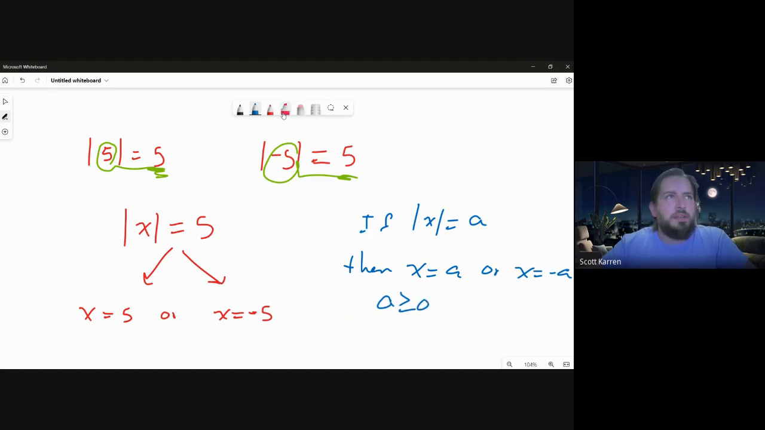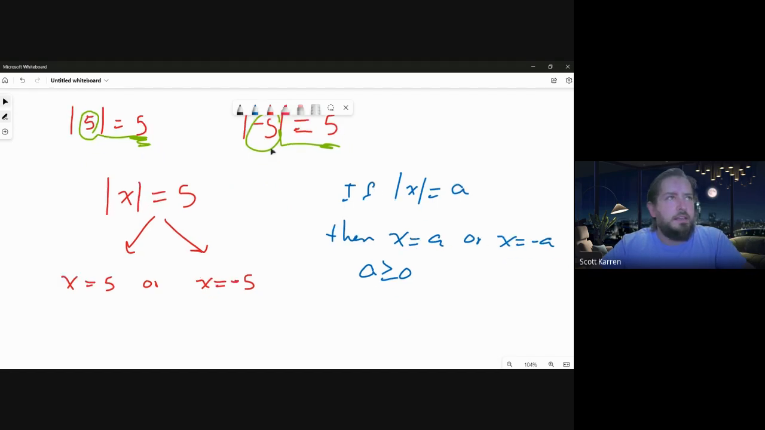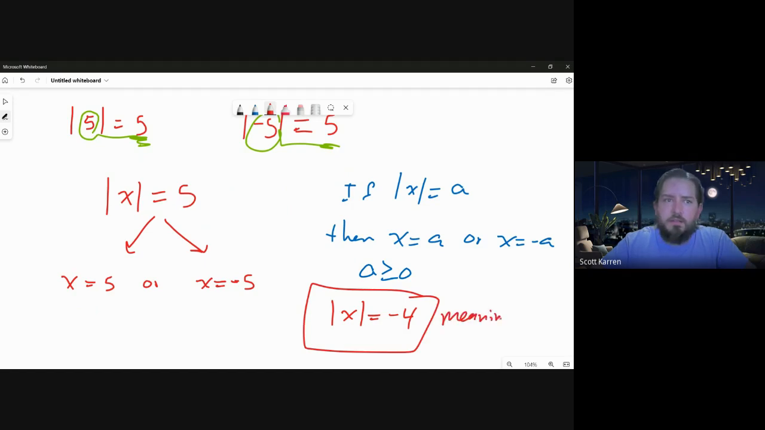We say that because if the absolute value of x is, say, -4, this is meaningless, and there are no solutions here. There's no number that is -4 units away from 0, because the absolute value always gives you the positive distance that number is from 0. So if you end up with the absolute value of x as a negative number, then that's in the garbage and you don't do anything with it.